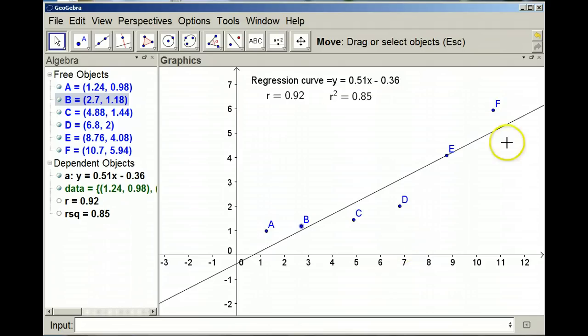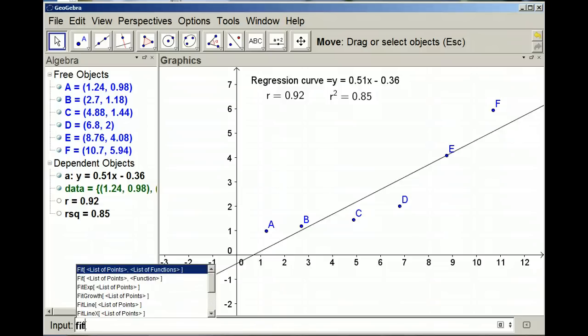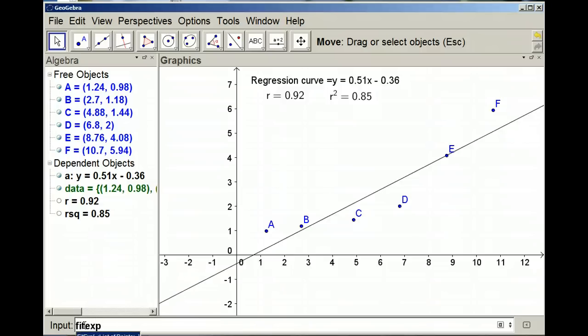Now we have a pattern, an increasing pattern, but the correlation is only 0.92, and we shouldn't try to use a straight line. So let's use another GeoGebra command, and we will fit exponential to the data.